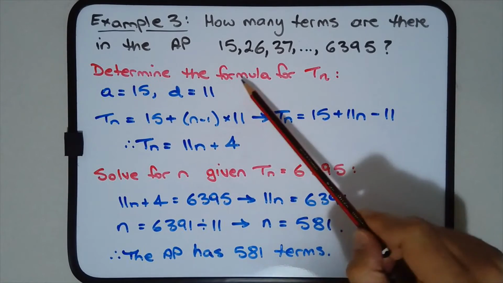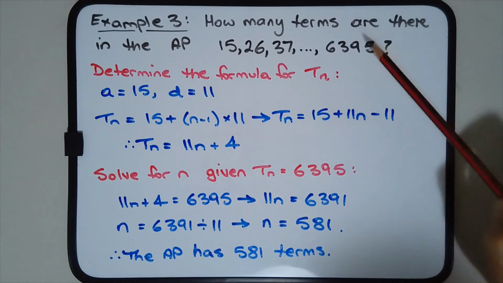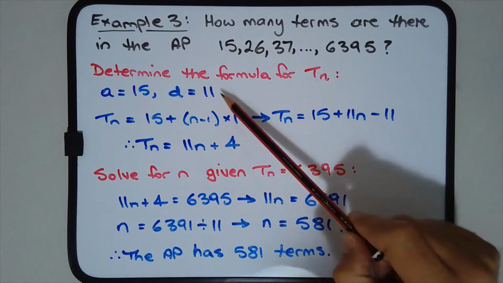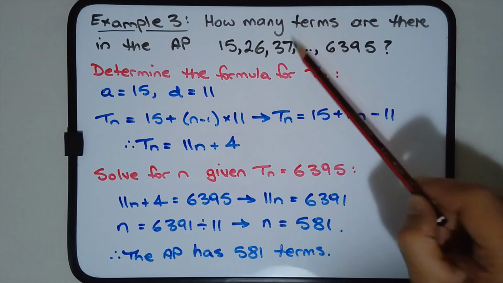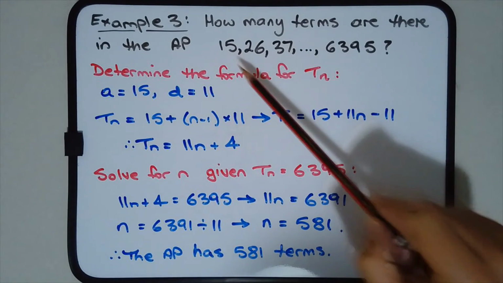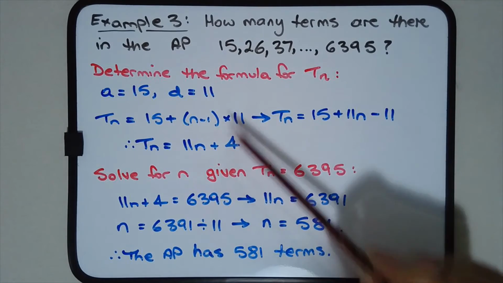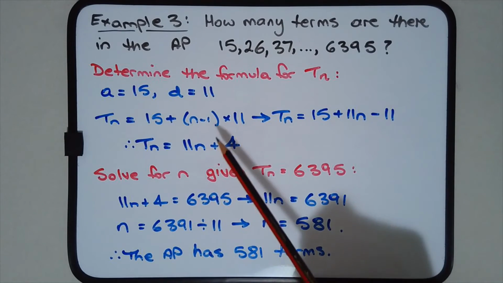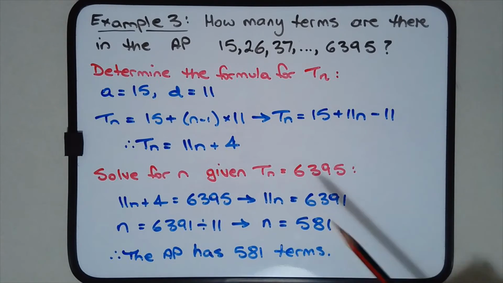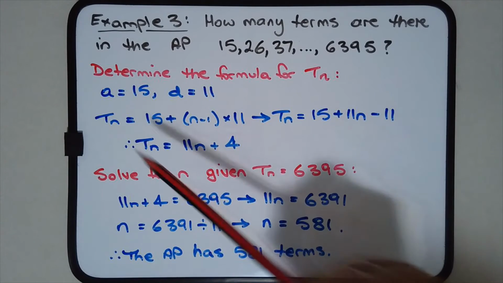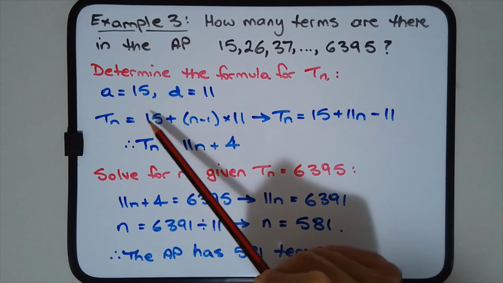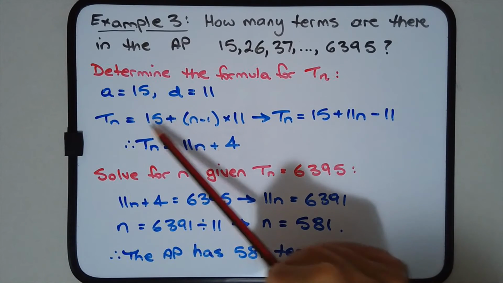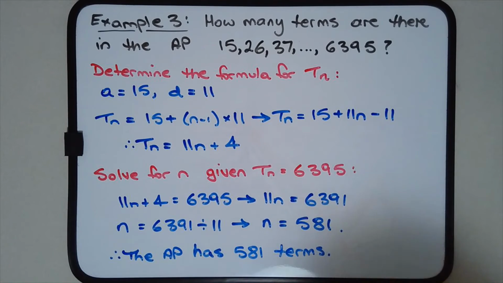So in this case, determining the formula for Tn, or the nth term of this AP, we have a equals 15, our first term, and the common difference is found by taking any term and then subtracting the term before it. So for example, 37 minus 26 gives us 11. Substituting in those two values into the general formula for the nth term of an AP. So Tn equals 15 plus n minus 1 multiplied by 11. So that's from a plus n minus 1 multiplied by d.